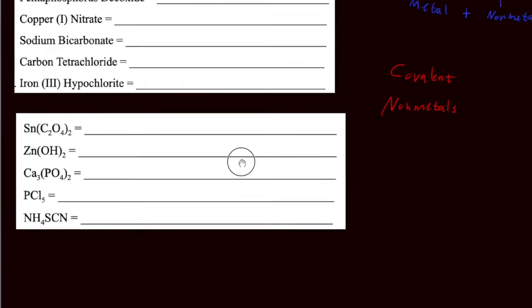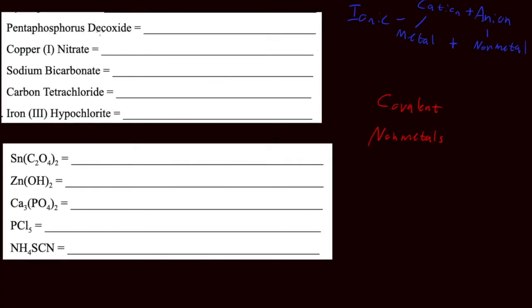So first off, on top, we've got pentaphosphorus decoxide. Well, oxygen and phosphorus, those are both nonmetals. So this is going to be covalent. Copper nitrate. Copper is a metal. Nitrate is going to have some nitrogen, which is a nonmetal. So that's going to be ionic. Sodium bicarbonate. Sodium is a metal. Carbon in the carbonate is going to be a nonmetal, so it's going to be ionic. Carbon tetrachloride. Carbon and chlorine are both nonmetals, so that is covalent. Then iron and hypochlorite. Chloride is going to have chlorine, so that's going to be ionic.